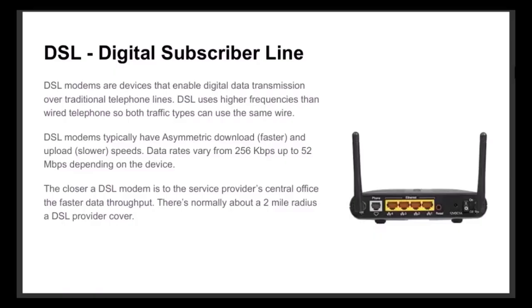DSL modems and technology are what we call asymmetric. That means we will have faster data throughput for downloading and slower speeds for uploading files. Your DSL data throughput will operate in both the kilobit per second and the megabit per second data throughput. Your typical range will be from 256 kilobits per second up to 52 megabits per second, depending on the device modem that you have connected in your home.